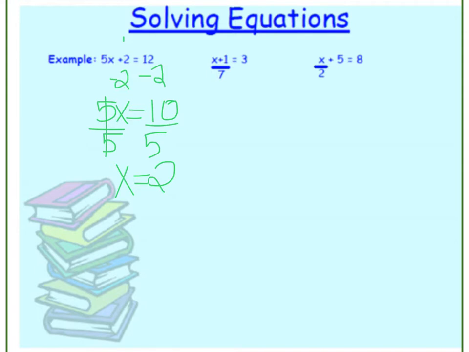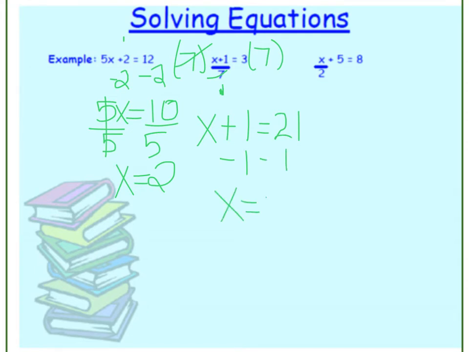So looking at the second example, I am going to get rid of the 7 here first. So x plus 1 is being divided by 7, so I'm going to multiply by 7 to both sides. So those cancel out, and they leave me with x plus 1 on the left-hand side of the equal sign and 21 on the right-hand side. So subtract 1 to get x by itself. And what I do to one side, I have to do to the other side, so that leaves me with x is equal to 20.